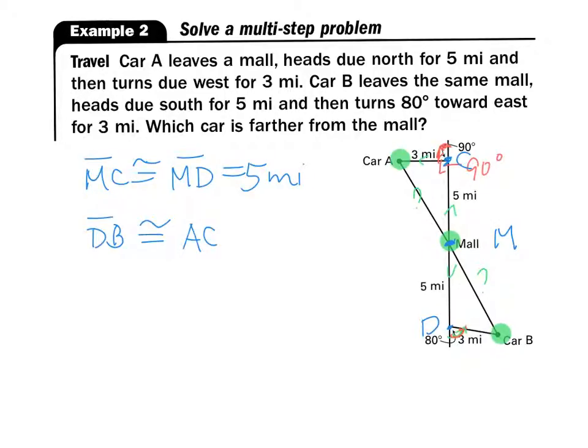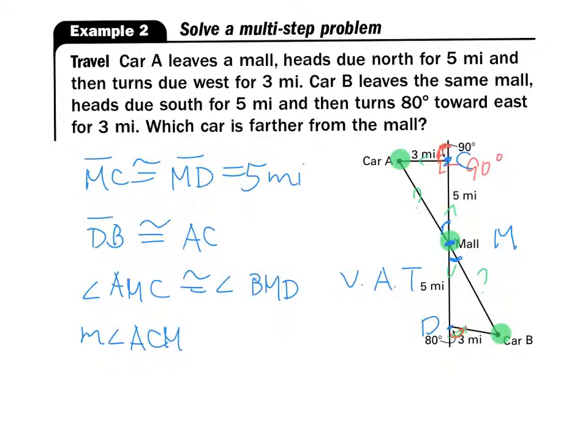But look at this angle here. We've got this angle, vertical angle here. So angle AMC is congruent to angle BMD because they're vertical angles by the vertical angle theorem. They're congruent. And we also know that I already pointed out that the angle measure for ACM is 90 degrees.